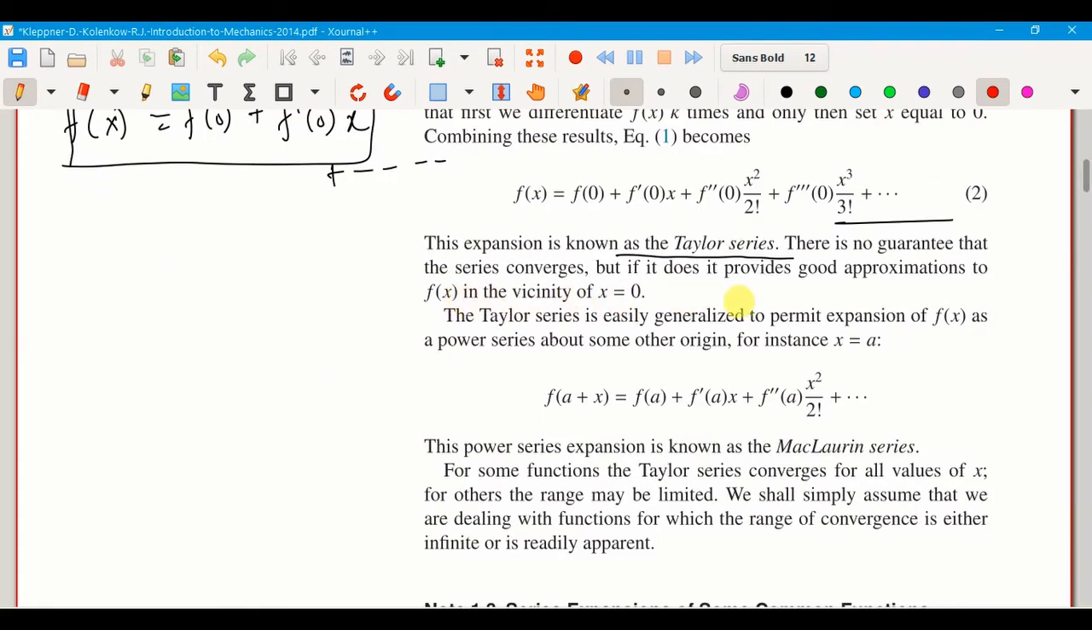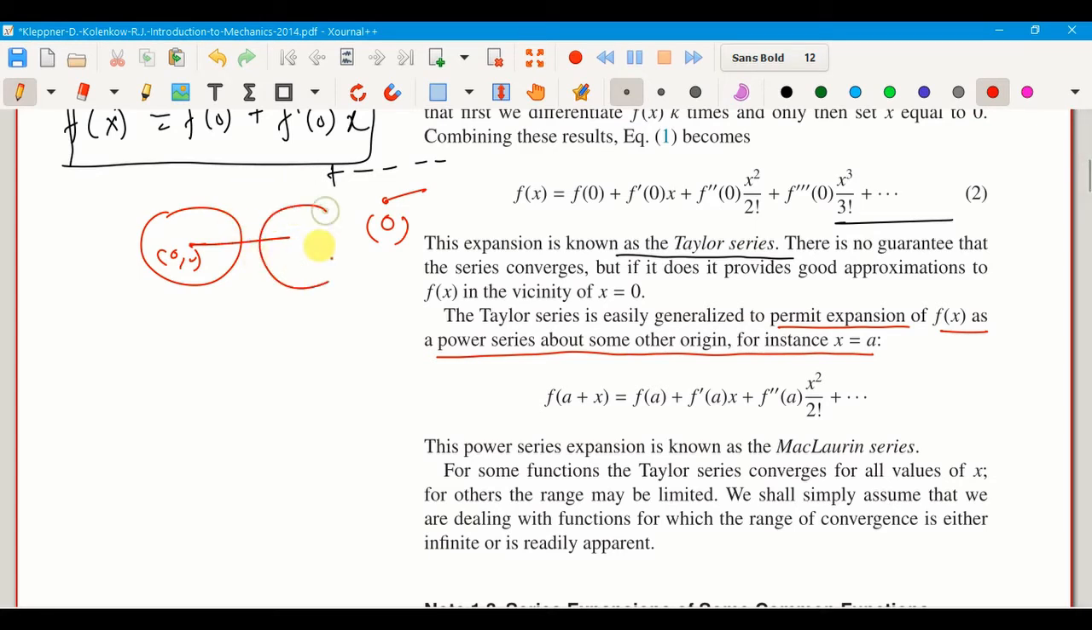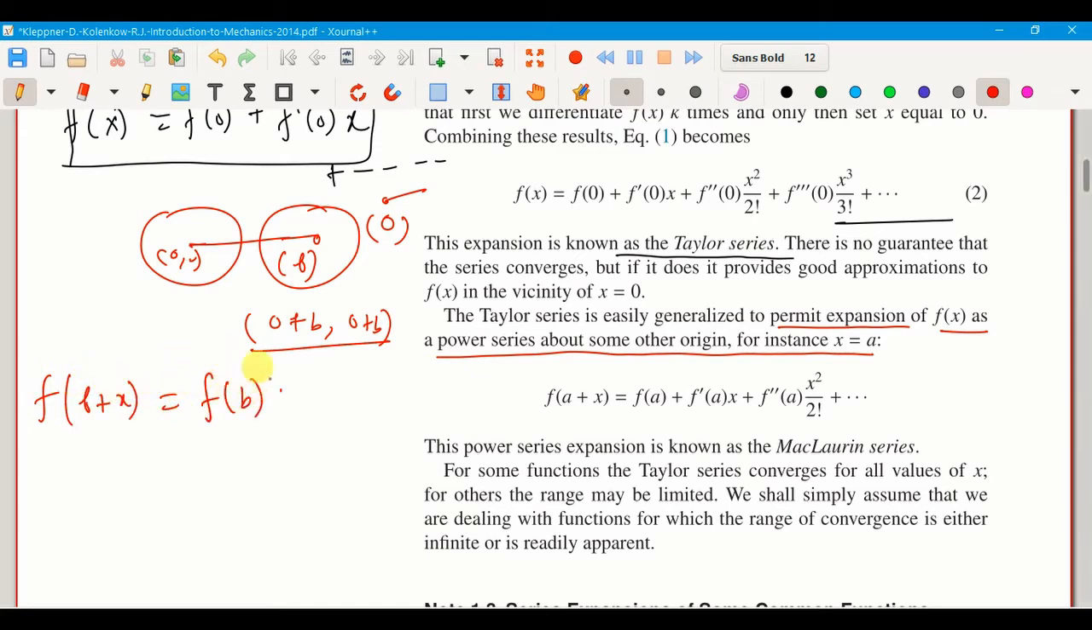The Taylor series is easily generalized to permit expansion of f(x) as a power series about some other origin. We have specifically used 0 here, but it can be used for another origin. For example, a circle has some origin here at 0, 0. We may analyze this, and now this circle has been transferred, and the origin is, for example, at place b. So 0 plus b, 0 plus b. So we can write f(b + x) is equal to the function evaluated at b, plus the first derivative evaluated at b times x, plus the double derivative evaluated at b times x squared by 2 factorial, and so on and so forth. And this series is known as the Maclaurin series.